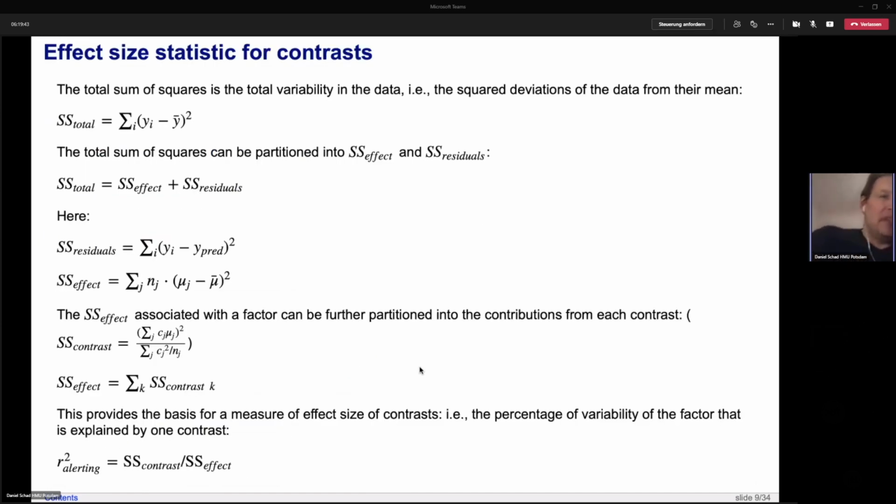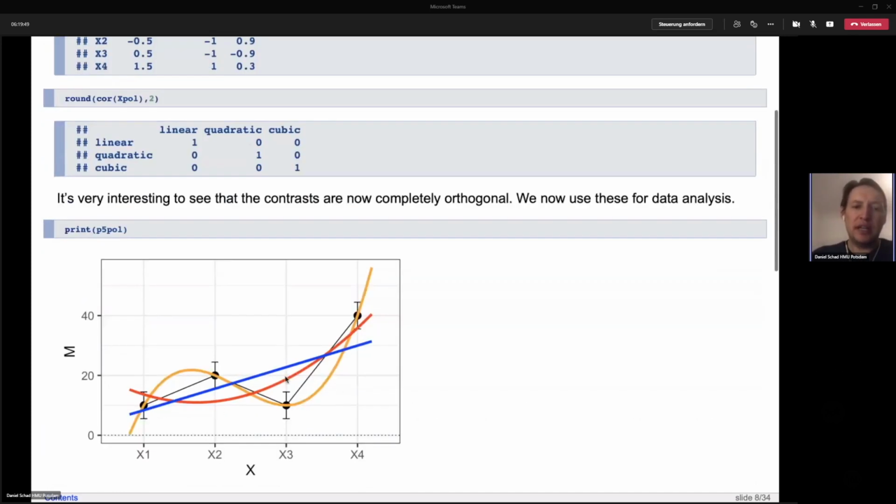Let's next discuss an effect size statistic for contrasts. So we now have a situation with different contrasts: linear, quadratic, and cubic. What we might be interested in is how big the contribution of each of these parts is. So how big is the contribution of the linear effect? How big is the contribution of the quadratic effect? How big is the contribution of the cubic effect?